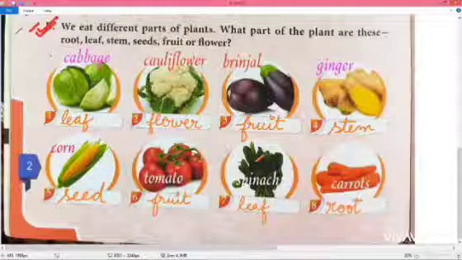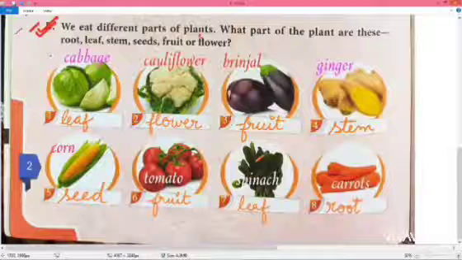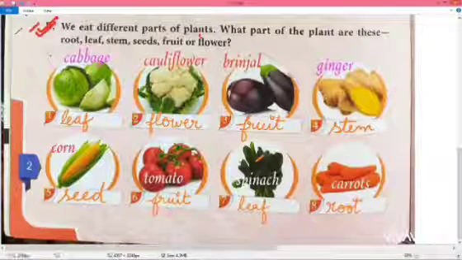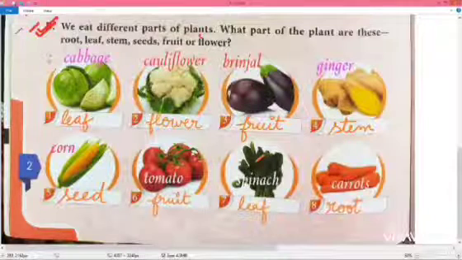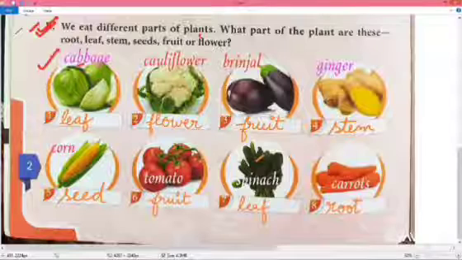What is the question? We eat different parts of plants. So what part of the plant are these? Root, leaf, stem, seed, fruit or flower. Now look at the first picture. First picture is of a cabbage. This is the vegetable we eat.